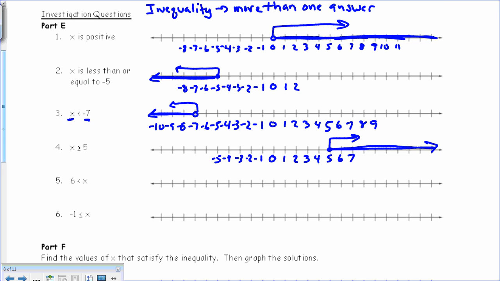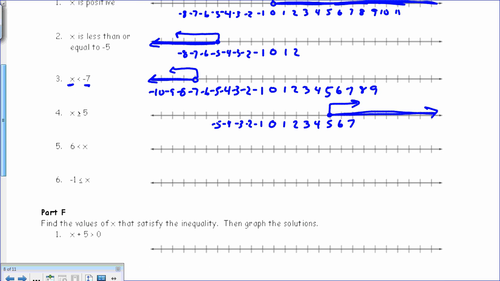Okay? All right, so let's take a look at number 5. 6 is less than x. So we have to put a circle at 6. Who can tell me if it's open or closed? Anthony. It's open because there's no equal sign underneath. So over here at 6, open circle. So basically 6 is less than x. So that means all the x ones are bigger than 6, right? Which way are we going, Anthony?